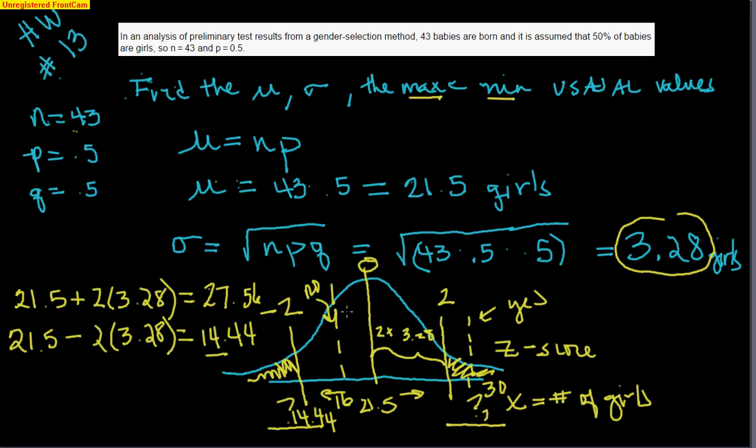Okay, so these are our cutoff marks, 27.56. And I know you can't have 0.56 of a girl or 0.44 of a girl, but that's just where your line is. 27 girls would not be unusual. 28 girls would be unusual. So those are your limits. Okay, so give that question a try.